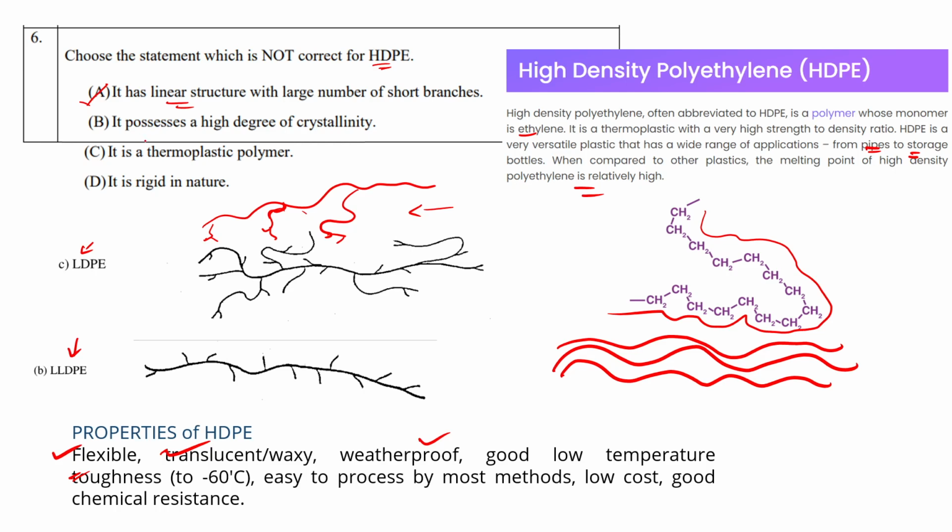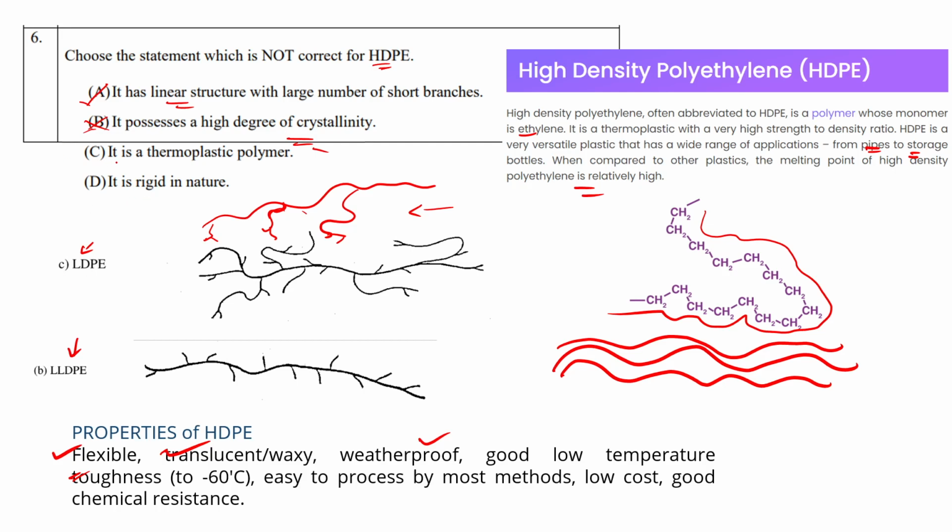Now let's look at the other option, because it can be MS2 type also. So it possesses a high degree of crystallinity. So here we have, see this particular thing there. Crystallinity is higher, so it is the correct option.